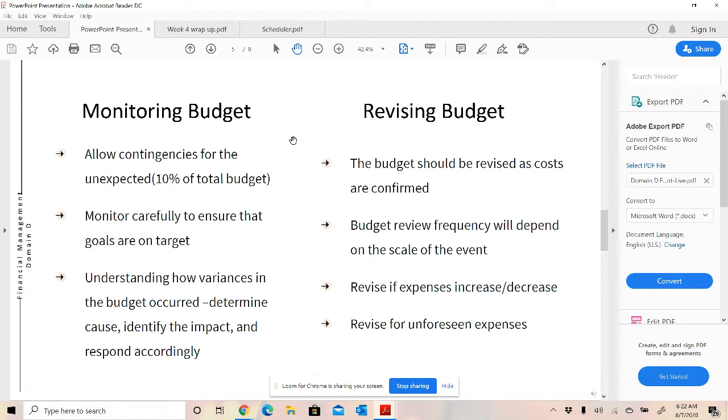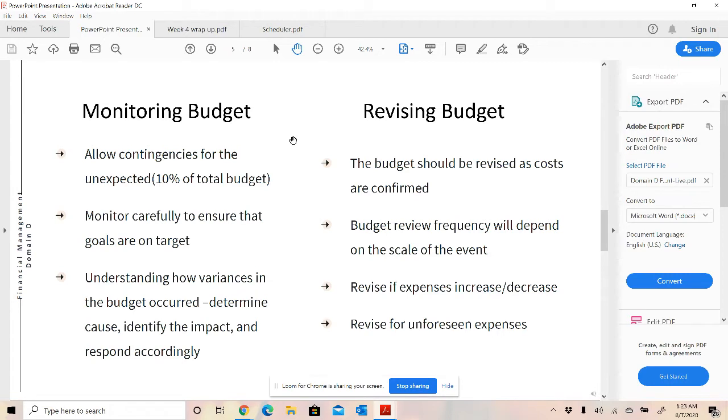So the budget should be revised as costs are confirmed. Once we put that estimated amount in there for hotels, like, oh okay, let's estimate that we're going to spend $50 for food and beverage. Well, we ended up booking the Phoenician, so we're going to need more than $50 a person for food and beverage. So now we can go in and revise the cost for that. Budget review frequency will depend on the scale of the event. Again, the smaller the event, the less time you need to revisit.